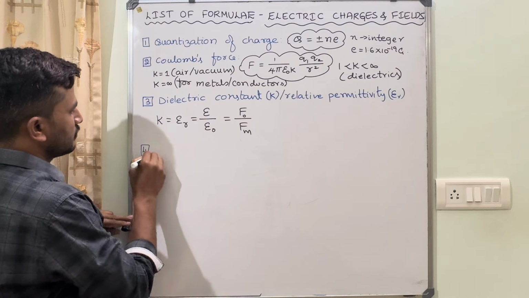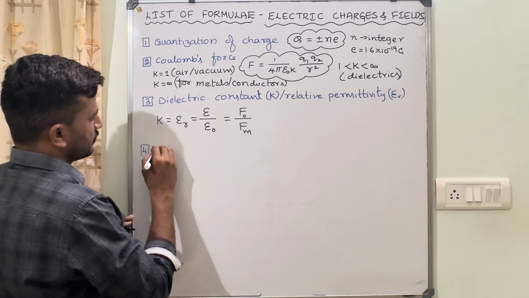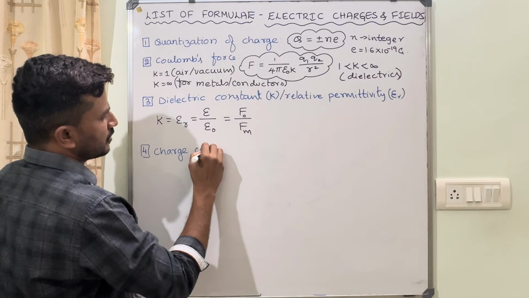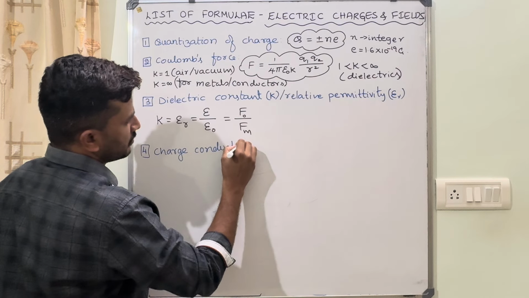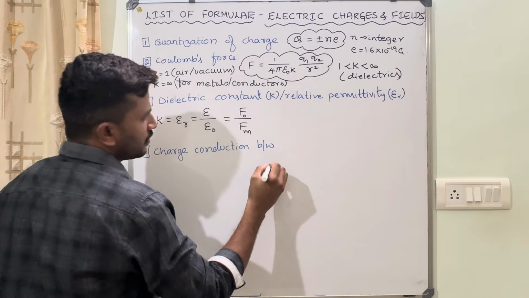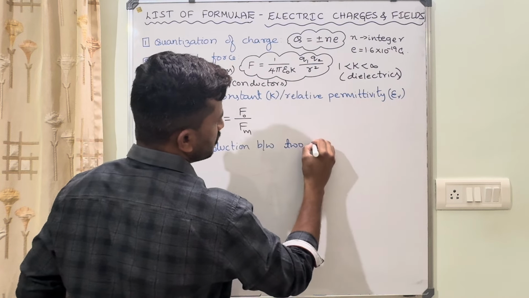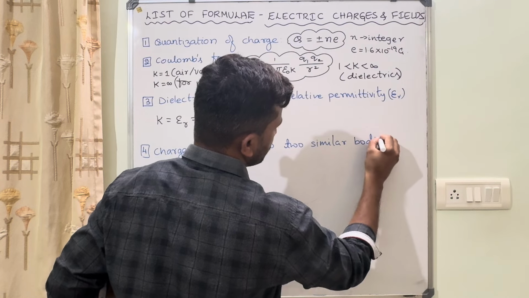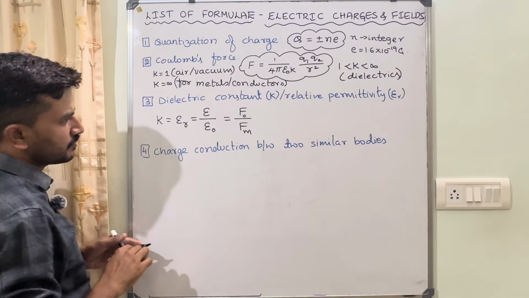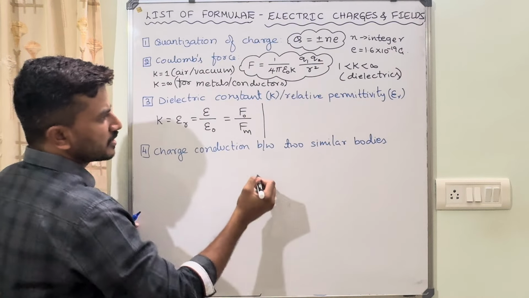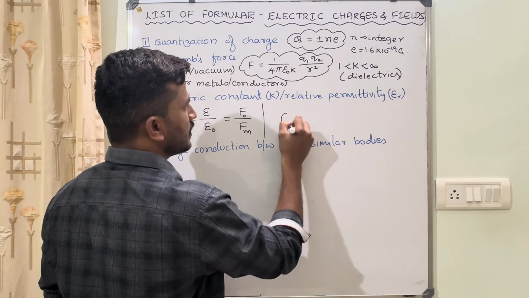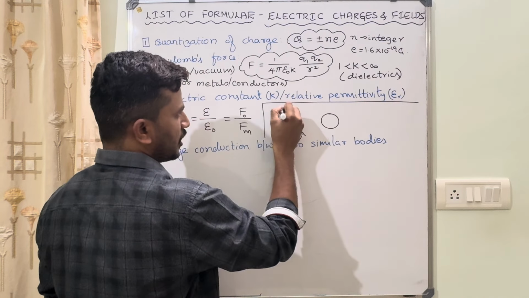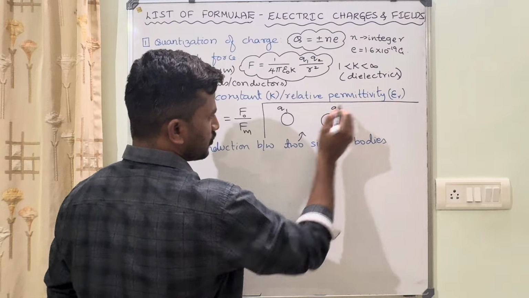Next, the fourth one we have is charging by conduction, charge conduction between two similar bodies. For example, let me consider here there is a sphere here and there is one more sphere here. Charge on this one is Q1, charge on this one is Q2.